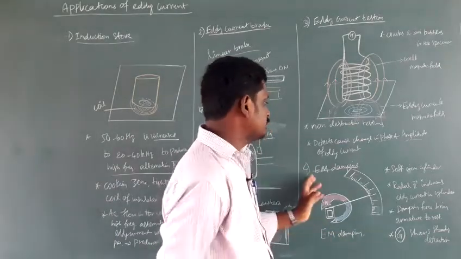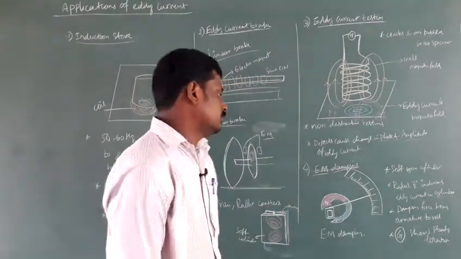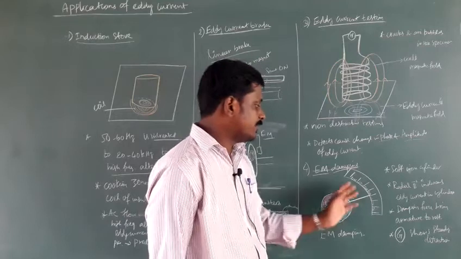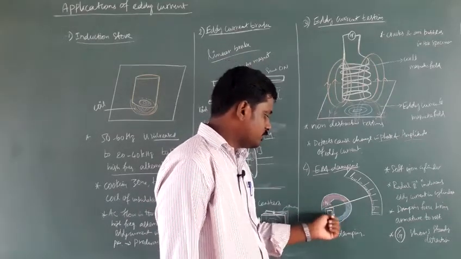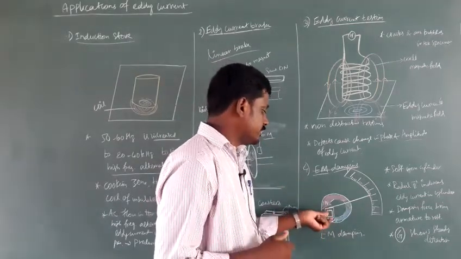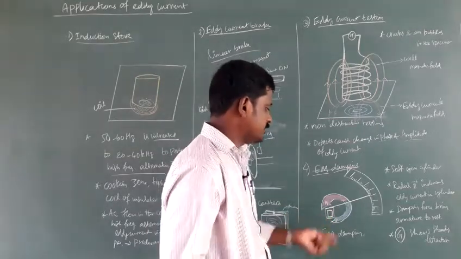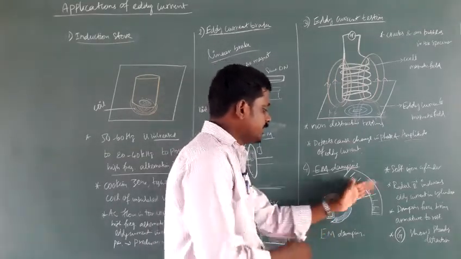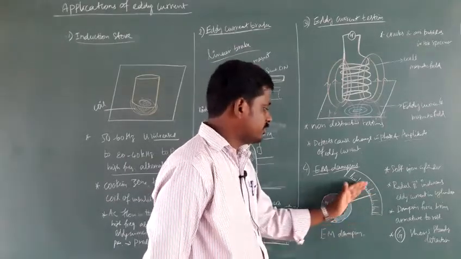And then the final one, electromagnetic damping. This is the galvanometer. Inside the galvanometer there is an armature, with a coil wound on the armature. Inside the armature there is a soft iron cylinder. The soft iron cylinder is placed there. There is a deflection in the galvanometer if current flows.